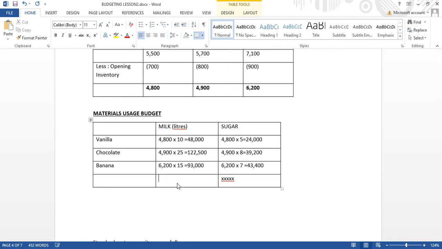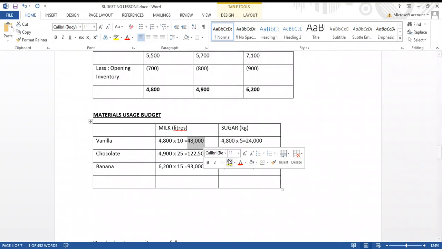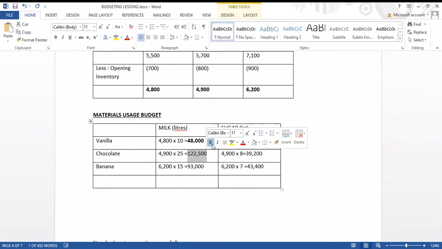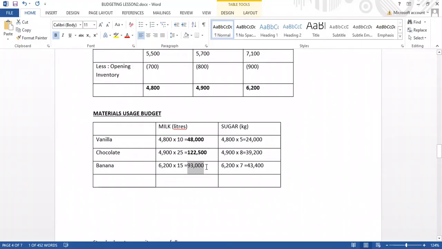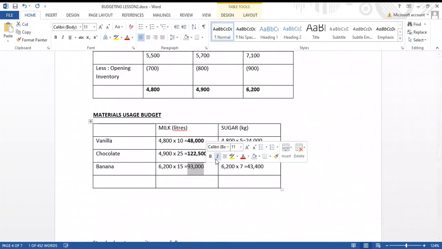All right, then we have to find out the total amount of milk, the total amount of liters needed, and the total amount of kgs needed for sugar. We're going to say 48,000 plus 122,500 plus 93,000.